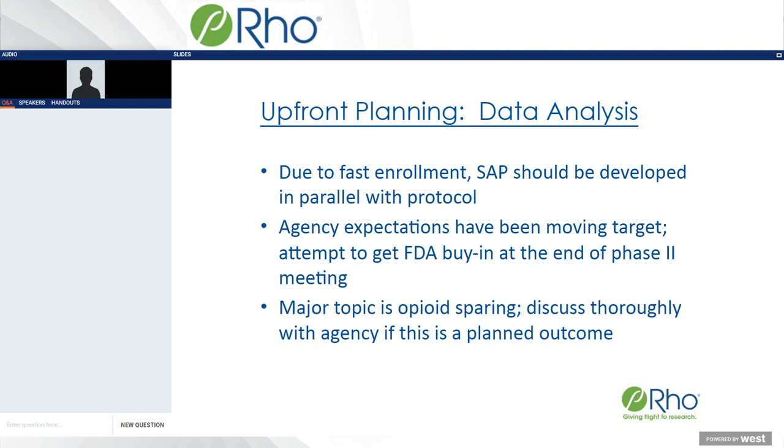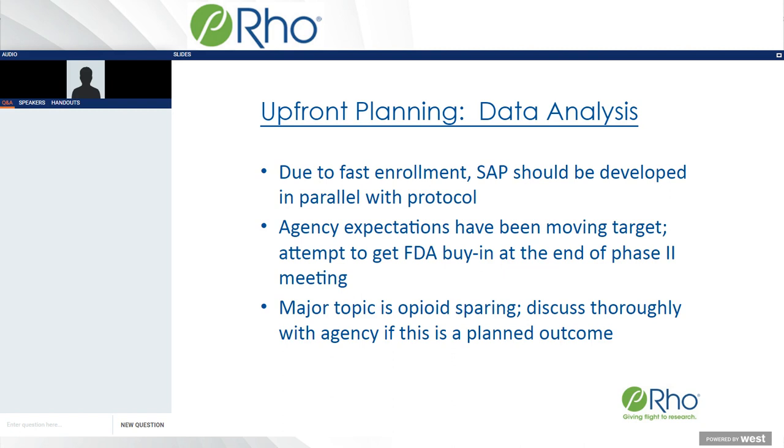With longer running studies, the flow is frequently, you'll have the protocol, you'll start collecting data, the SAP will be developed, and adjustments can be made based on what you're seeing in the data. With a fast enrolling study like this, you really do not have that opportunity. The SAP should be developed in parallel with the protocol, and you really should anticipate everything possible. The other piece of this is that this division is very particular about primary efficacy analyses and having those fully specified in the protocol, particularly with respect to missing data.